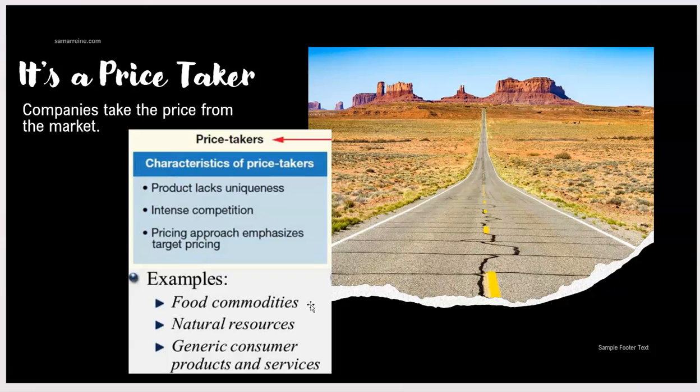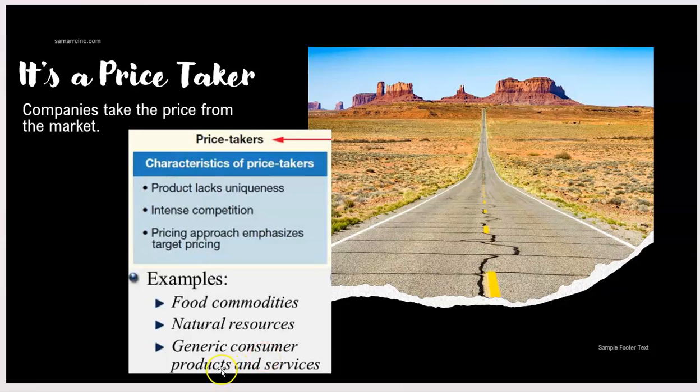Examples: food commodities, corn, corn oil, it's all wholesale. Rice, wholesale, like basmati rice, organic, its own price. Basmati conventional, its own price. Anything that has to do with raw materials. Natural resources. When we say natural resources, we mean things like crude oil, things like timber, things like, for instance, travertine sourced from Turkey, or marble sourced from Italy.